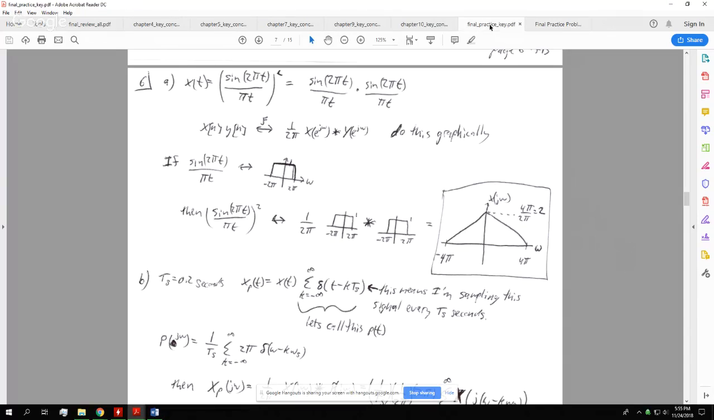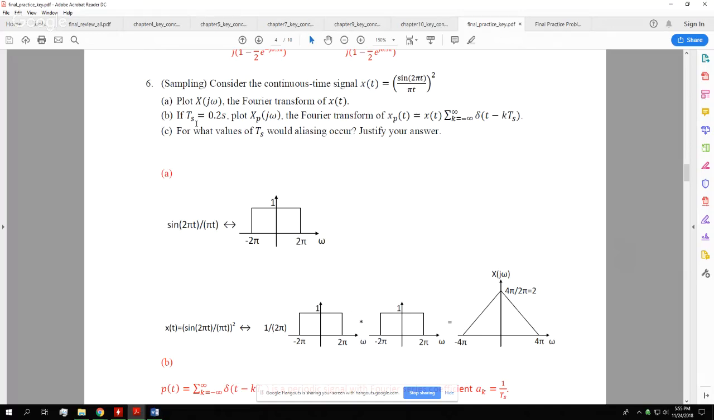So now let's go to part B and see what it asks for. Part B says, basically this is a sample rate. If the sample rate is 0.2 seconds, plot X_p of j omega. X_p means a pulse train measuring X of j omega.